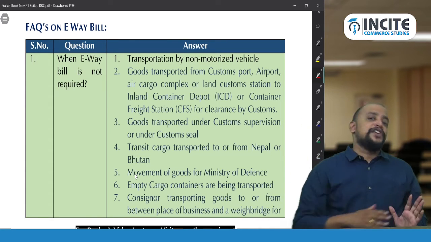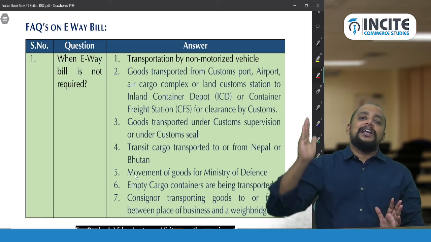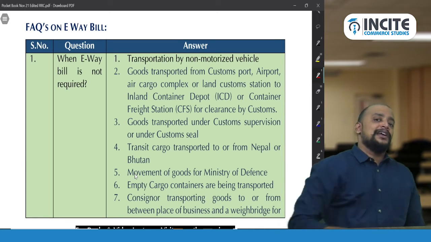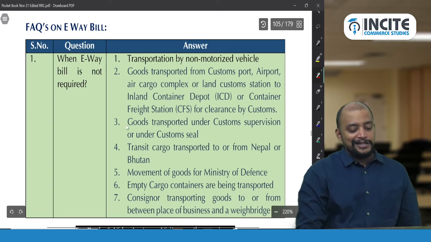Same way at the time of export. From container freight station or inland container depot to port, airport or land customs station, when the goods are taken, that also does not require e-way bill. That is the second point.